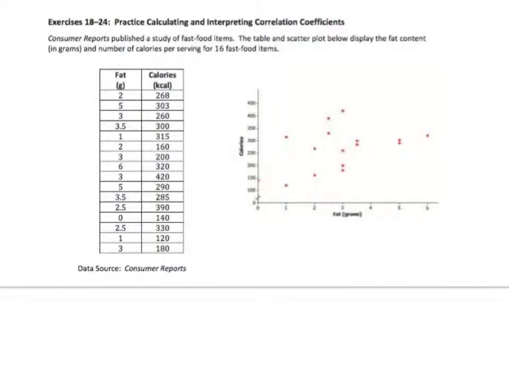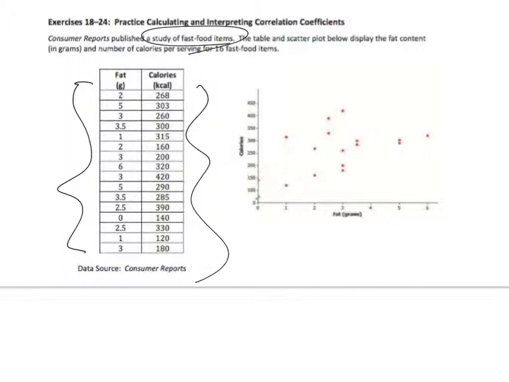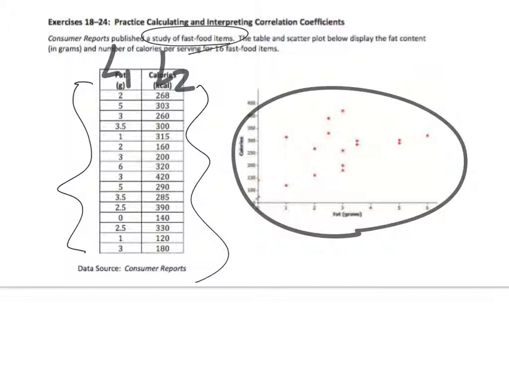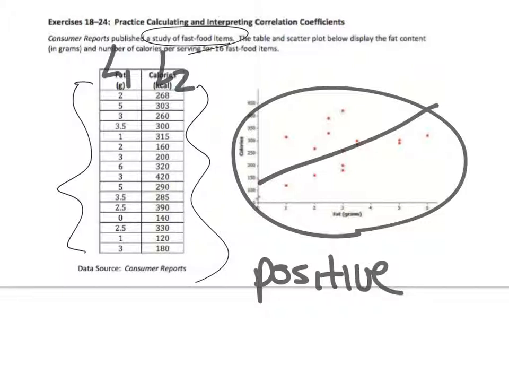All right, here we have fast food items. The table displays the fat content and the number of calories. Go ahead and put that in your calculator under list 1 and list 2 and practice. We've got our scatter plot right there. It looks to be a positive relationship. But go ahead and do your linear regression and look for your correlation coefficient.